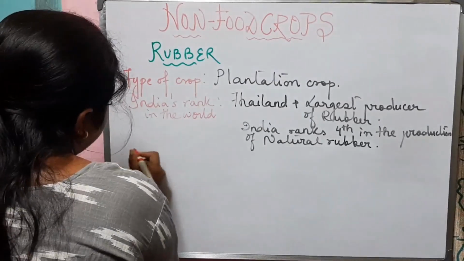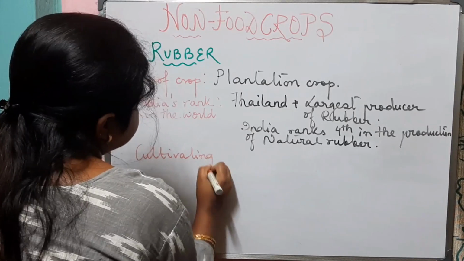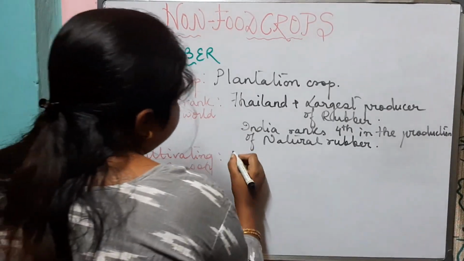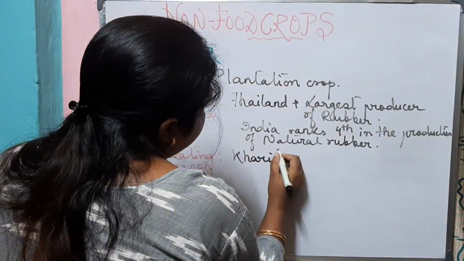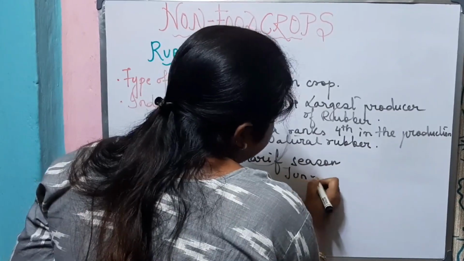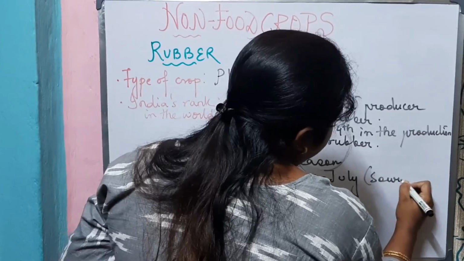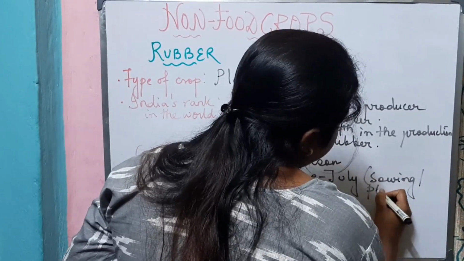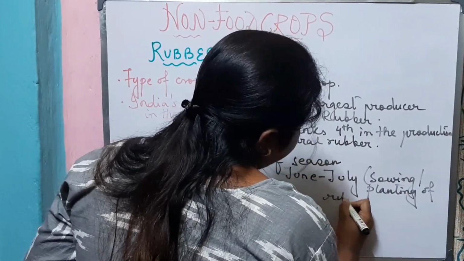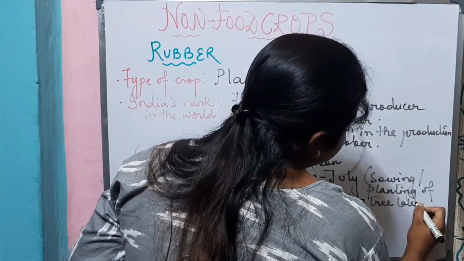Now let us know the cultivating season of rubber. Rubber grows in the Kharif season. Between June and July, sowing, or we can say planting, of the rubber tree takes place.